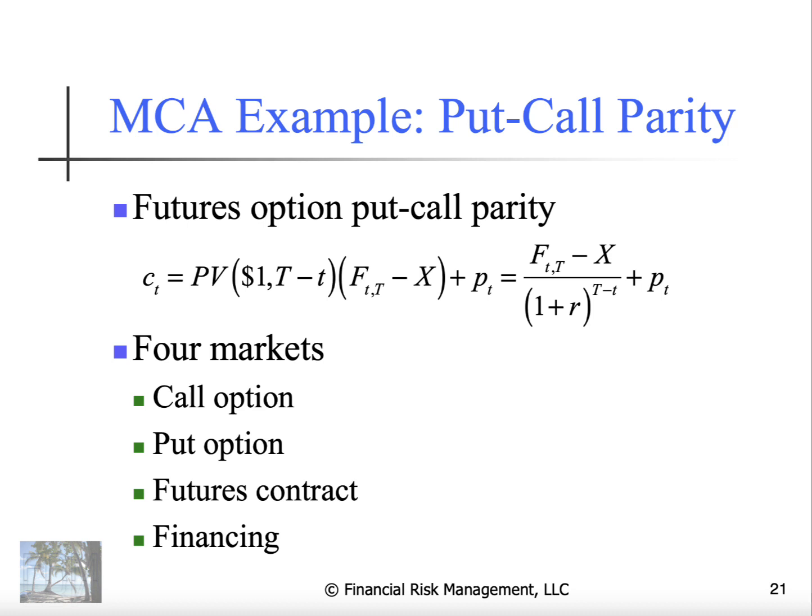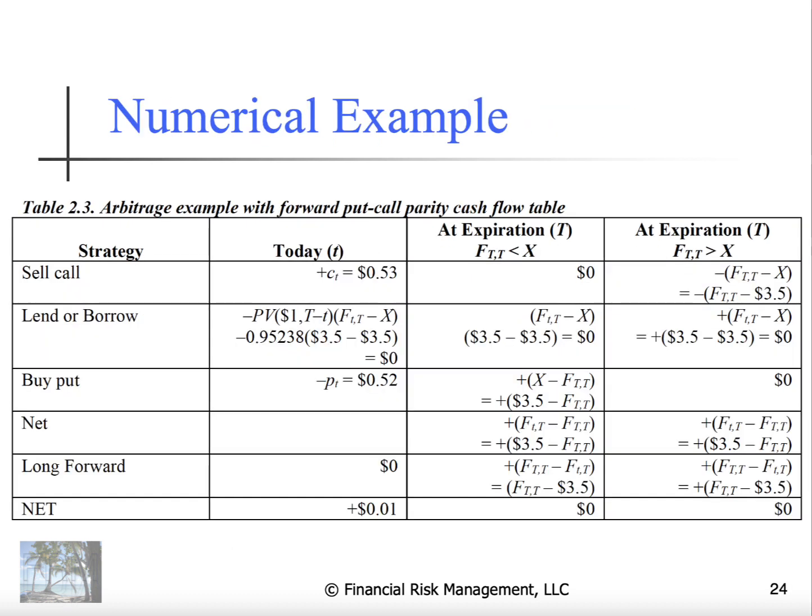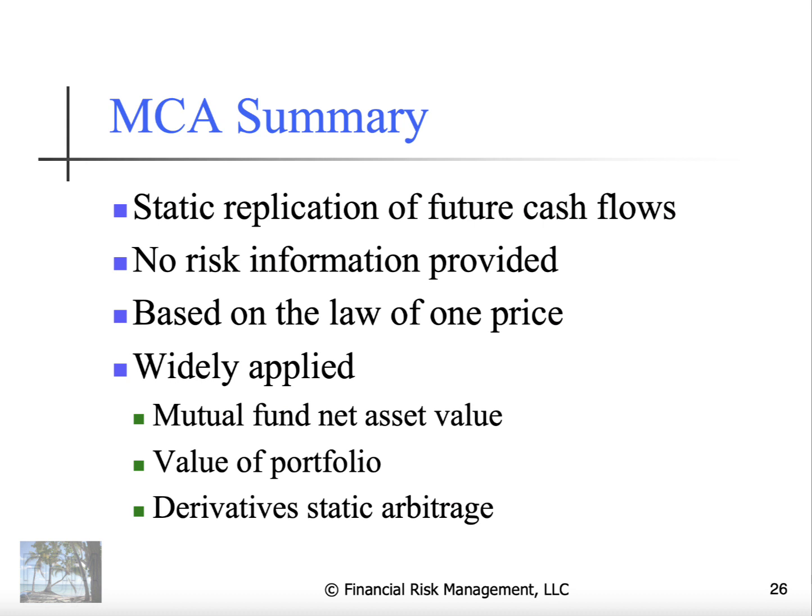Again, with this structure, you're able to value any one of these instruments, assuming that you have the fair value of the other three. And so in summary, for market comparables analysis, static replication of future cash flows is assumed. No risk information is provided in this methodology, so you can't use the market comparables approach to do any analysis on the risk exposure of some portfolio. It's based on the law of one price. That is, if the future cash flows are all the same, the two instruments ought to have the same price.